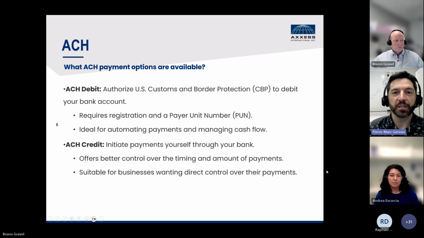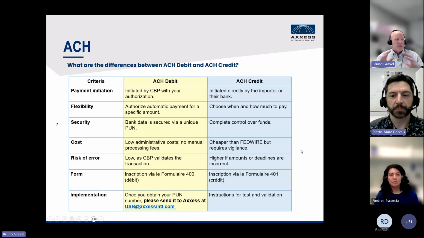The second option is the ACH credit. It means that you have the importer to initiate all payments through your bank. It offers you better control over the timing and the amount of the payments, and it is suitable for businesses that want direct control over their payments. So by putting these two side by side, can you explain the differences?